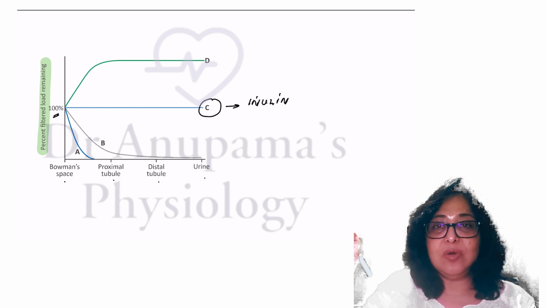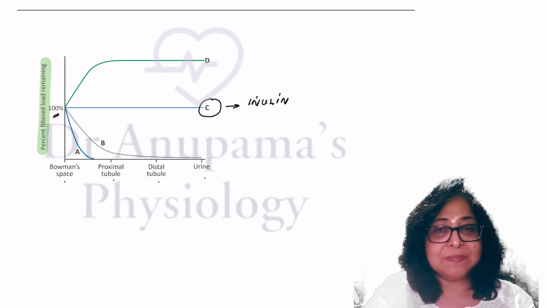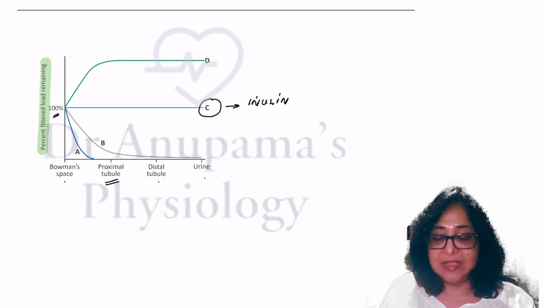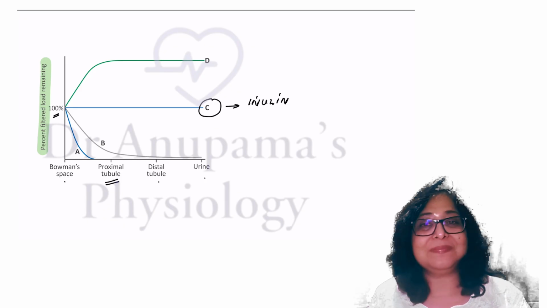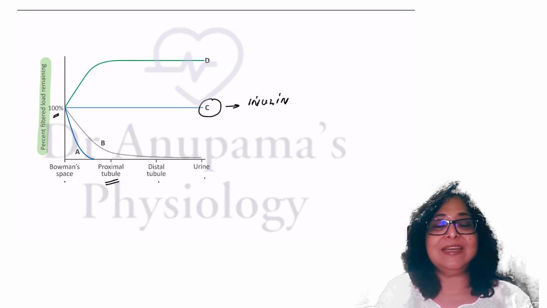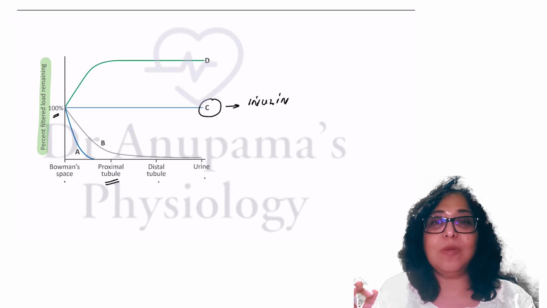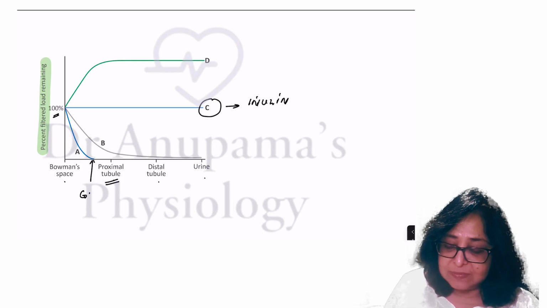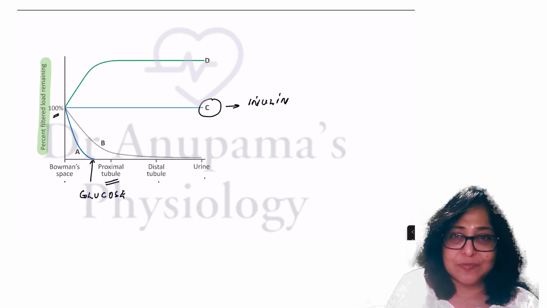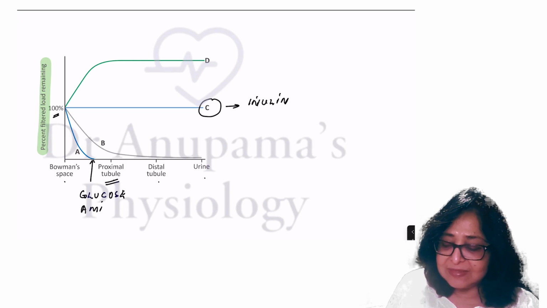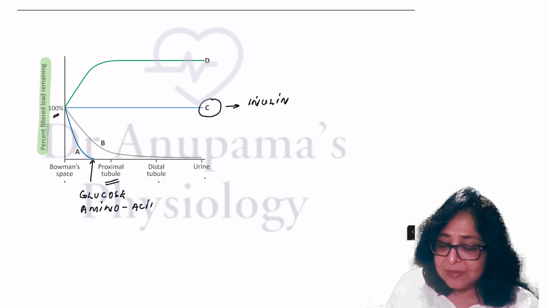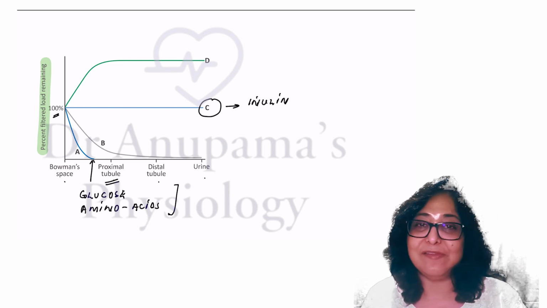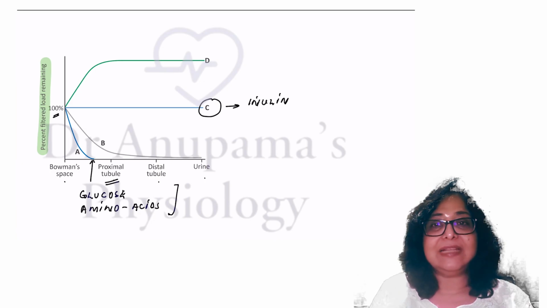Let's look at substance A. Bowman's capsule, filtered load 100%. It's a freely filtered substance. But even before it crosses the PCT, its filtered load is 0. That means it has been completely reabsorbed in the PCT. What is A? Glucose, below renal threshold, of course. Amino acids. These are freely filtered and 100% reabsorbed in the PCT itself.